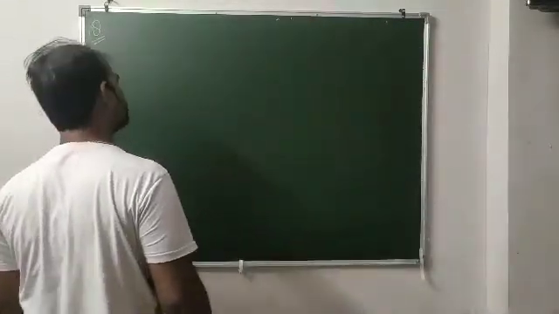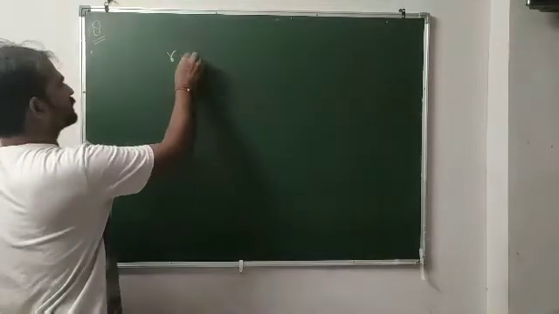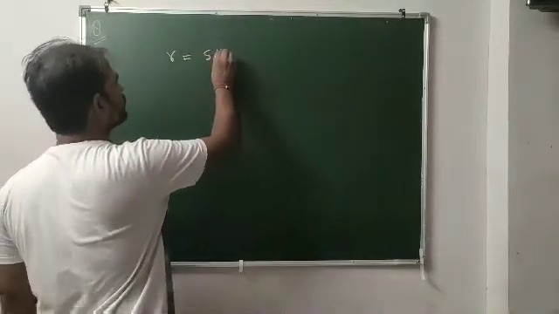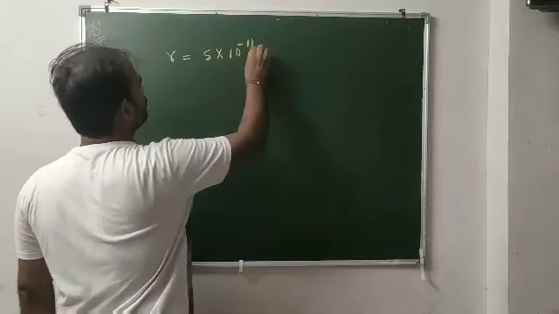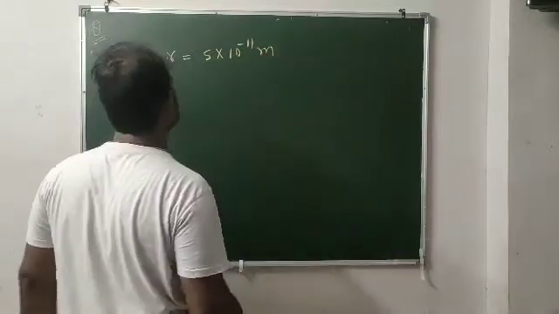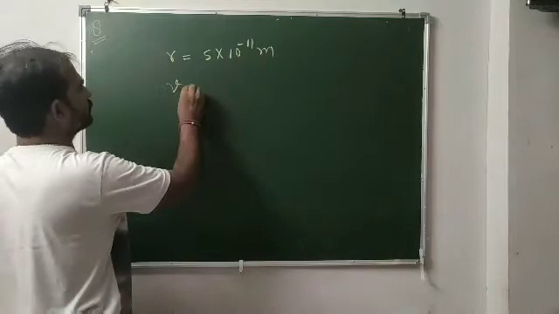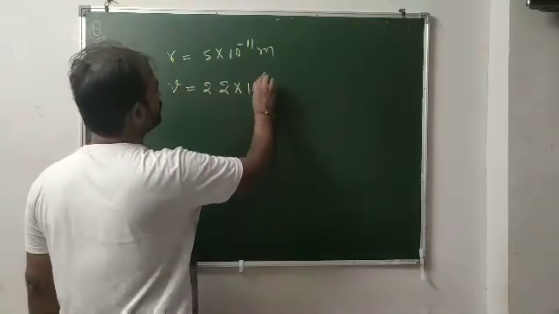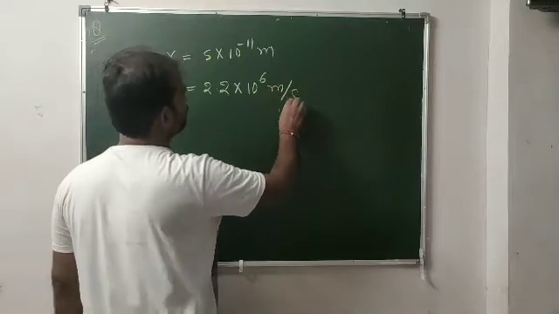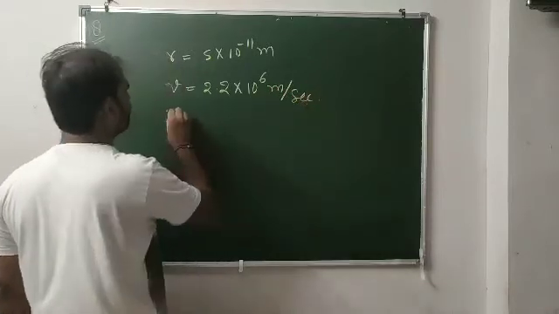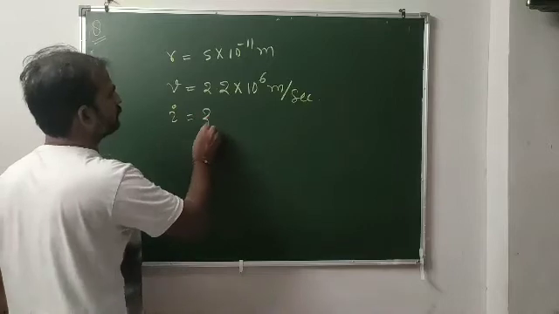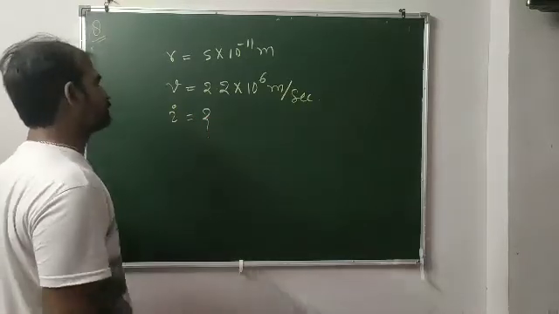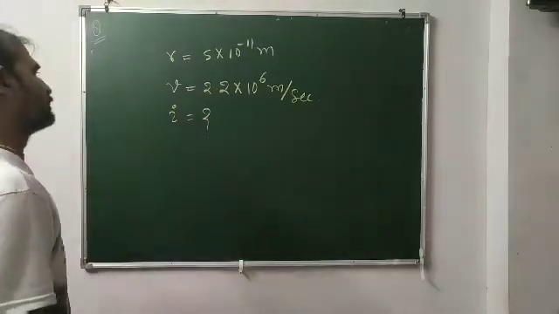In this question you are given a radius that was 5 into 10 to the power minus 11 meter, and velocity of the electron was given to you, that was 2.2 into 10 to the power 6 meter per second. Now current you have to tell. This is our question.